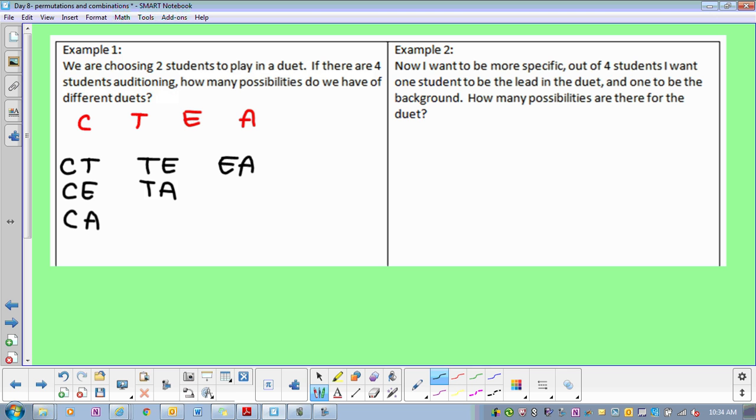Right? You can't have ET because you already have a TE. It's the same people. It doesn't matter if you say somebody's name first or not, right? So how many different possibilities do we have of different duets here? 6. All right.